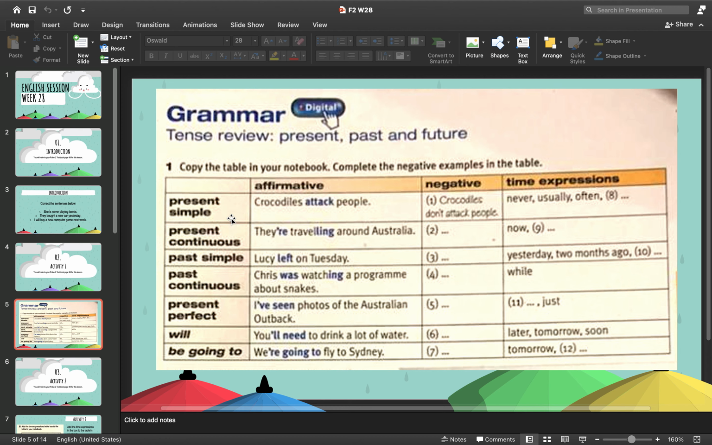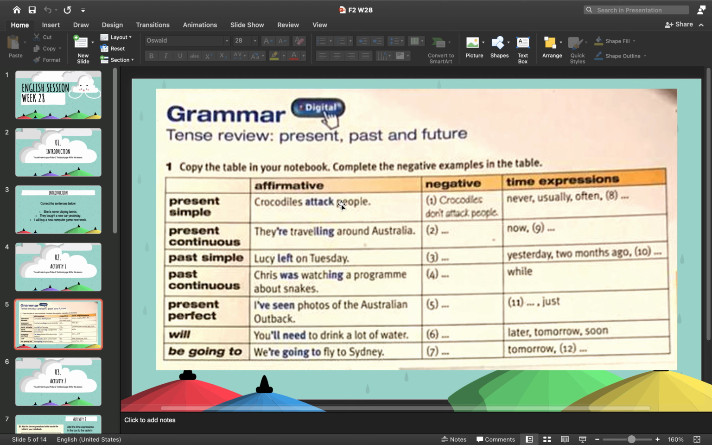Okay, maknanya benda tu memang berlaku sepanjang masa. Macam itulah keadaan dia. For example, crocodiles attack people. Crocodiles memang akan attack orang. Maybe ada orang yang boleh jinakkan, tapi nature dia secara semula jadi dia memang attack orang. Lepas tu, ini ialah contoh ayat affirmative kan dibagi kat sini. Dekat sini ada negatif. So, kamu kena tukar ayat ni daripada affirmative. Ingat affirmative, dia tak ada not, dia tak ada tanda soal. Okay? Tukar dia kepada negatif.